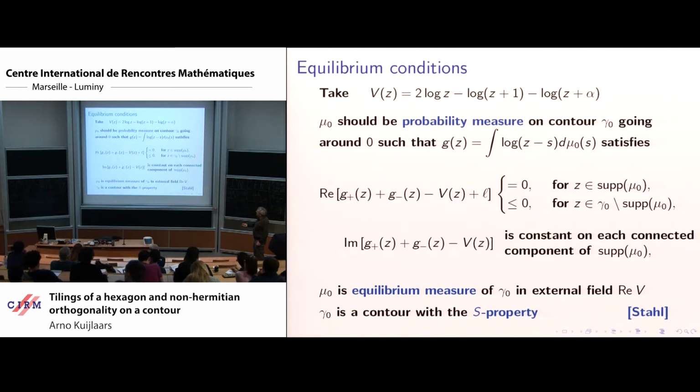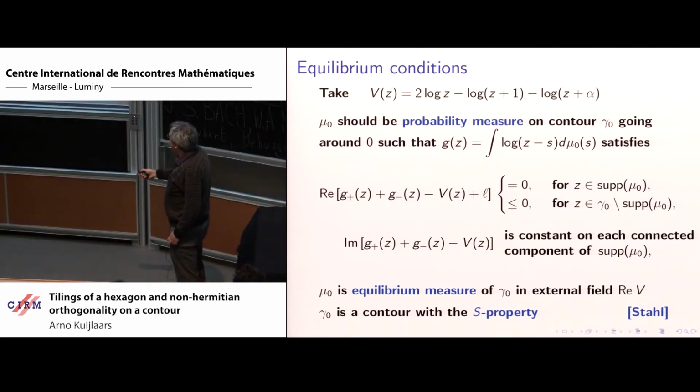What is typical for problems in the complex plane, on the curves, is that you also want a condition on the imaginary part. So the imaginary part of this same combination should be constant on each component in the support of the measure. For us, we have only an arc or a full circle, so this is just one component. So the imaginary part should also be constant. Okay? This property is known as the S property, or symmetry property, or property of Stahl.